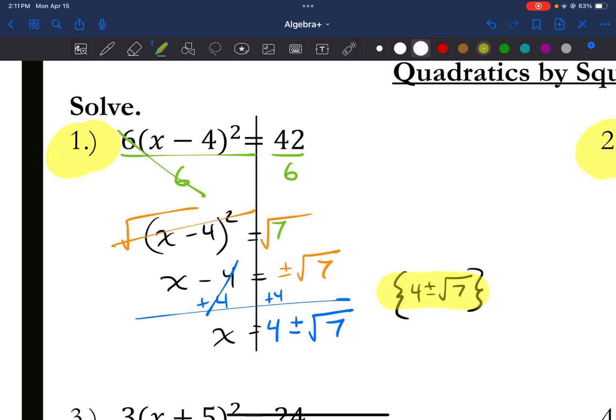Don't worry, I'm not going to ask you to plot this right now, right? These are decimals that are not going to be possible for you to plot. Just with this, you would need a graphing calculator.